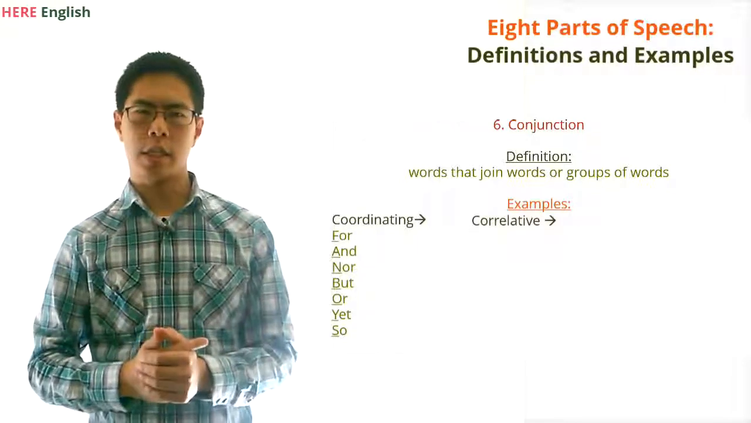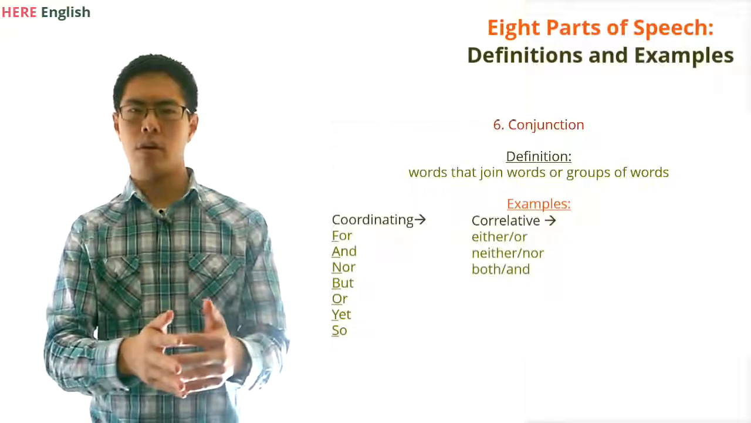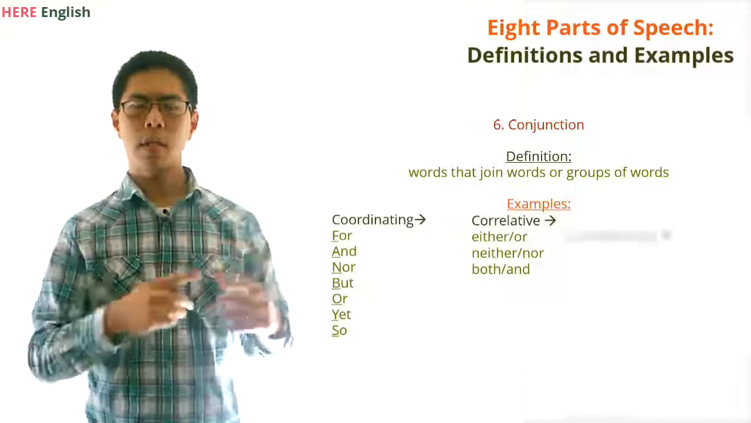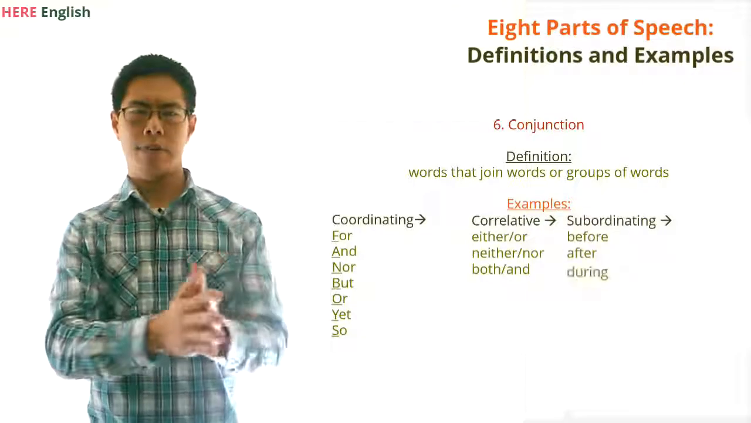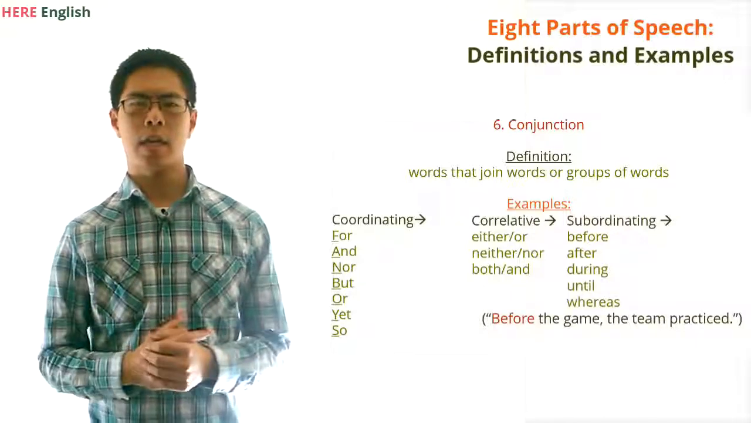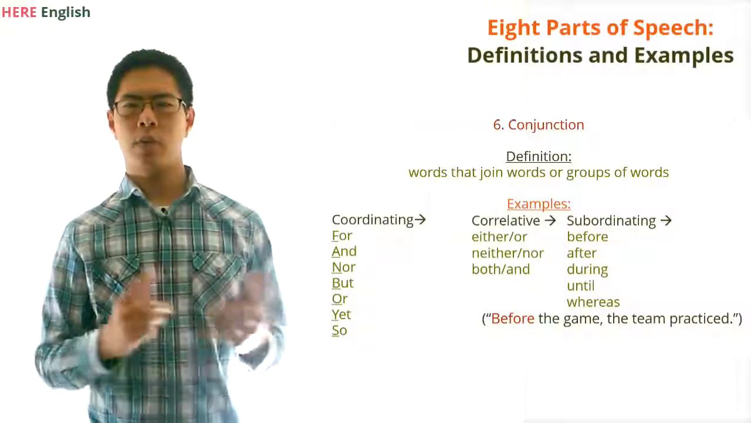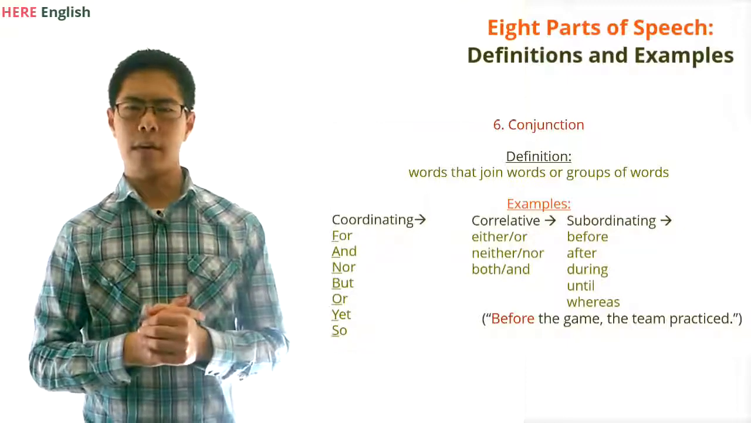Correlative conjunctions are conjunctions that have 2 parts, such as either or, neither nor, or both and. Subordinating conjunctions begin subordinate clauses and are words like before, after, during, until, and whereas. For example, in the sentence, before the game, the team practiced, the word before is the subordinating conjunction that begins the subordinate clause before the game.